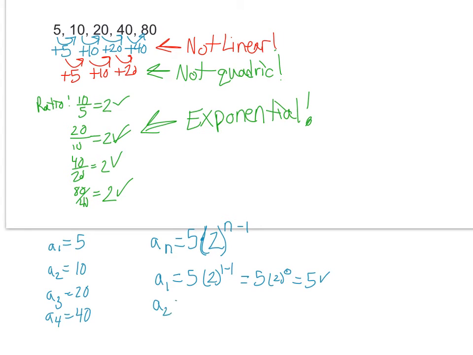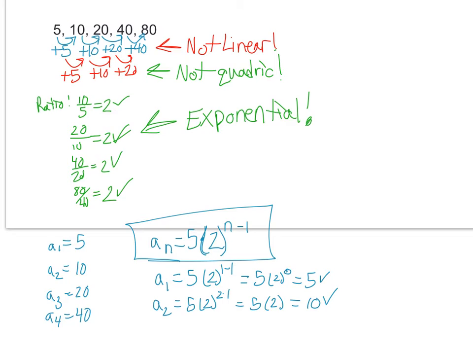Now if we plug in a sub 2, 5 times 2 to the power of 2 minus 1, which is 5 times 2, which gets us 10, which works. And you can check it by plugging in all the other ones. So we know that our explicit rule is a sub n equals 5 times 2 to the power of n minus 1.